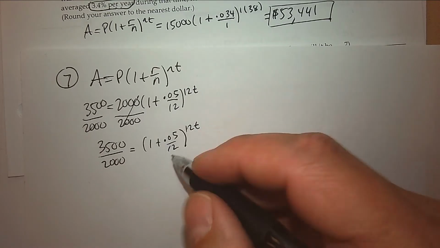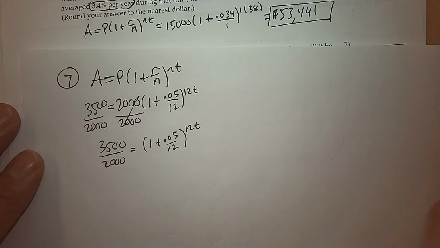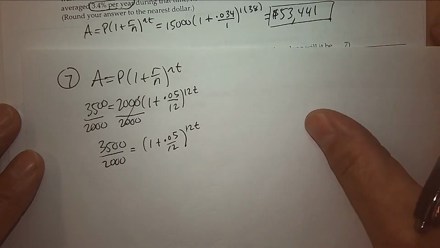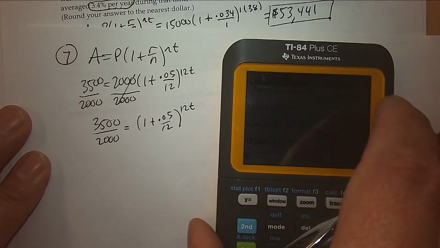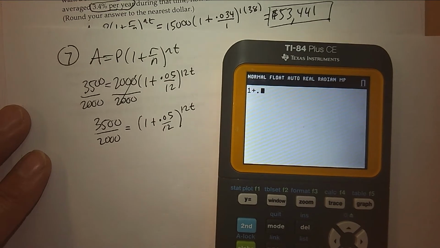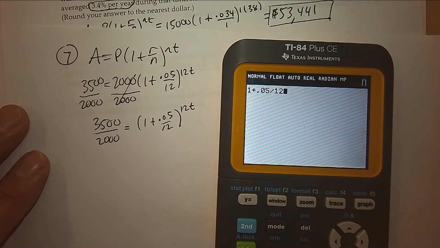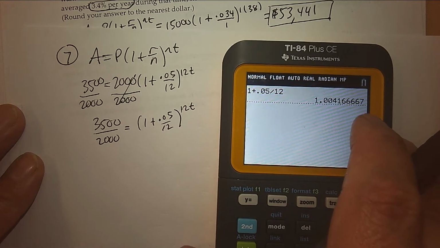Next, we have the exponential part isolated. We need to know how to undo an exponent. So the inverse of an exponential, so I can solve for t, is a logarithm. Now I think it's going to be easier to write that base as just one number. So 1 plus 0.05 divided by 12, let's just write that number down. Oh, it's going to be a decimal that goes on forever, so we'll just leave that number as is.